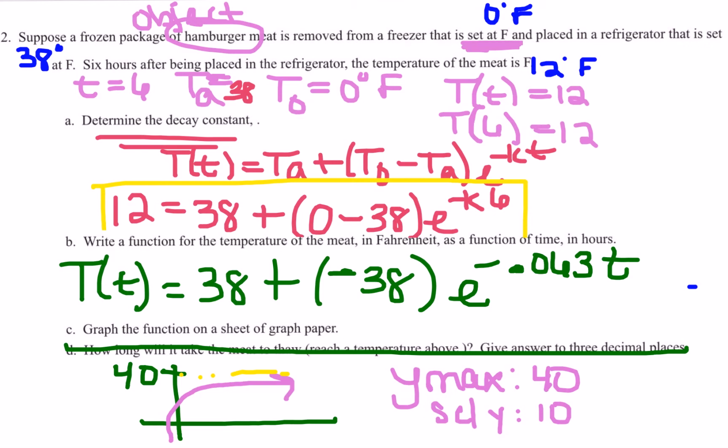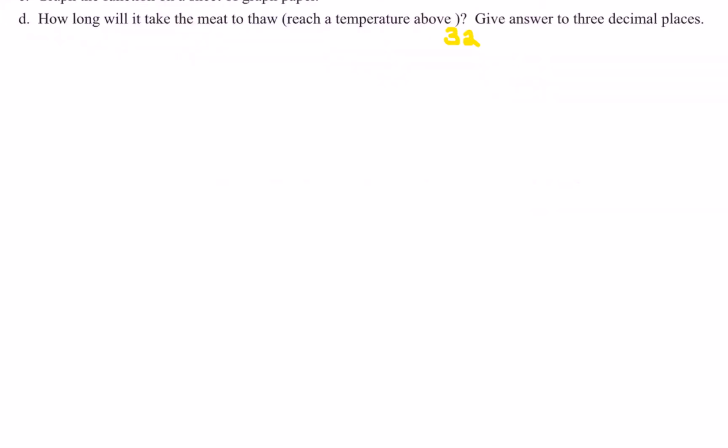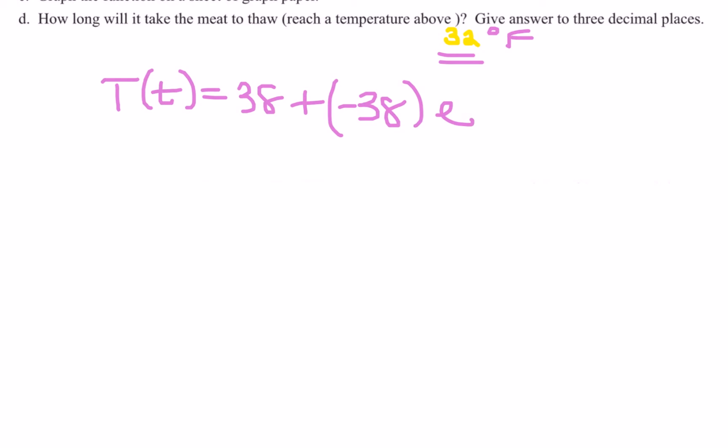Okay, so you can see that it's growing exponentially. The next part asks how long will it take for the meat to thaw, which means it's going to reach a temperature above 32 degrees Fahrenheit. Basically, that means that you're going to take your function, T of t equals 38 plus 0 minus 38, which is really negative 38. I don't know why I'm rewriting it like that. So negative 38 e to the negative 0.063 t.